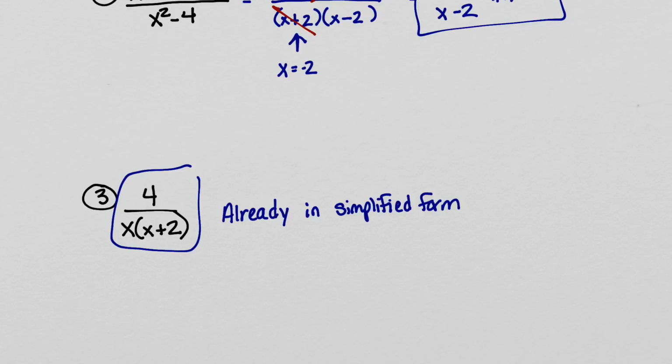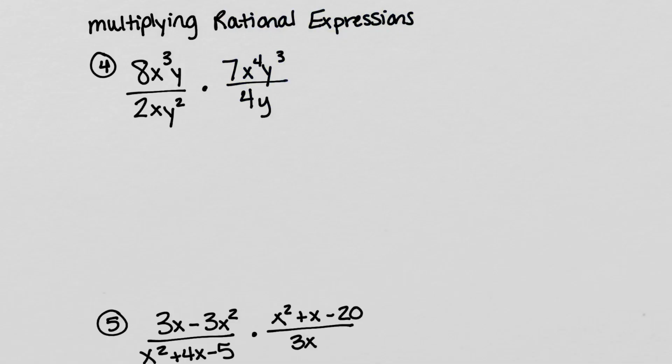Okay, so that's how you're going to simplify rational expressions. And now we're going to multiply rational expressions. All right, when I am multiplying, I can multiply the numerators and multiply the denominators, just working across.